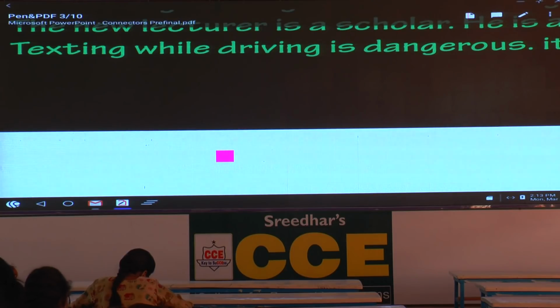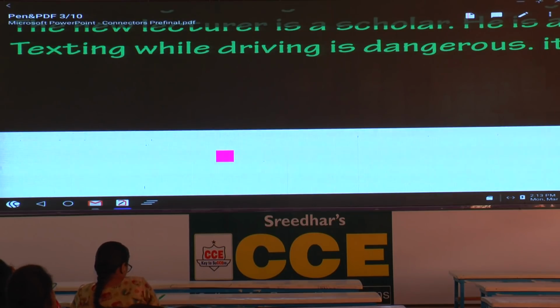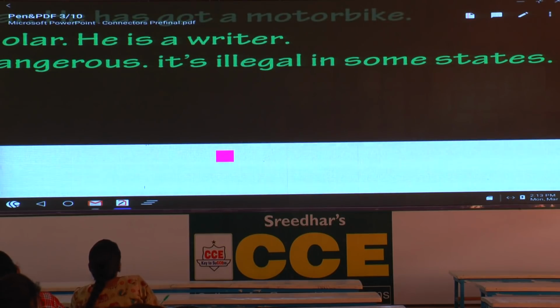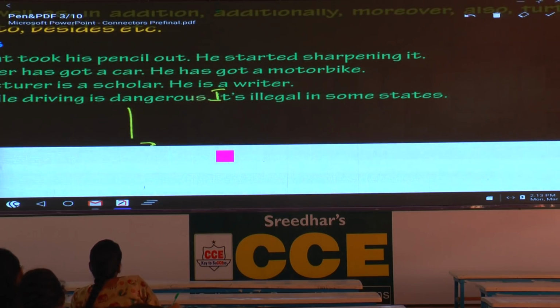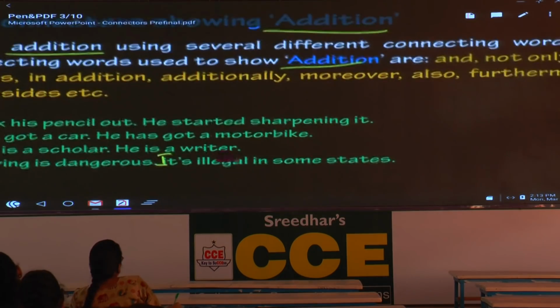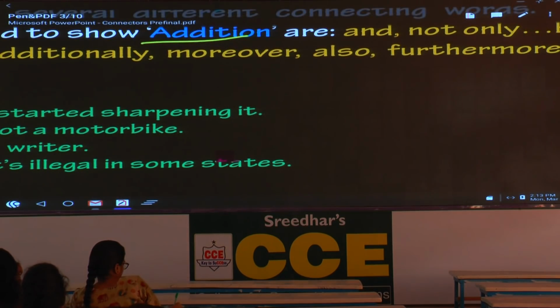So what is the last one? Texting while driving is dangerous. Have you written? It is, this should have been a capital letter, it is illegal in some states. It is, its short form, it is illegal in some states. Now how do you join? What are the words you have written here? Go to the words. Better, the best word would be moreover. Please write, moreover, it is illegal in some states.